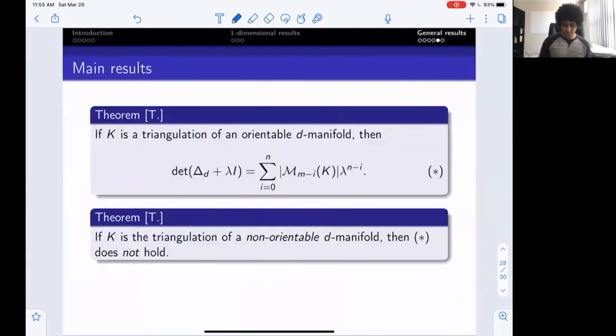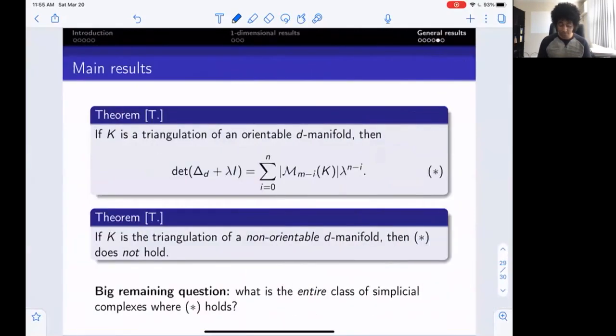Therefore, we can finally end off by saying that this Laplacian statement does hold if we're talking about these. In fact, we can also prove that for triangulations of non-orientable D manifolds, it necessarily does not hold. But of course, this doesn't mean this consumes everything. There are simplicial complexes which don't fall into either of these categories, where some of them pass and some of them fail. So there's still much more to be said. But yeah, I think I will end here.